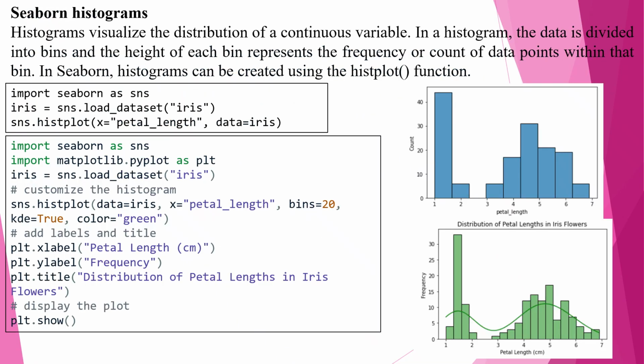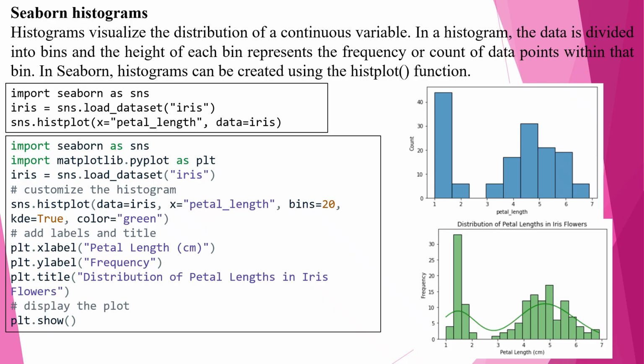Seaborn histograms are used to visualize the distribution of a continuous variable by grouping data into bins and showing how many values fall into each bin. The sns.histplot function is used to create these histograms easily. In the example, the iris dataset is loaded and a histogram is created for the petal length variable to understand how the values are distributed.